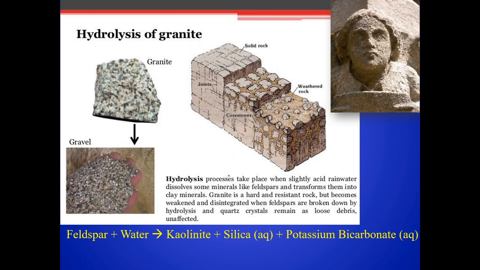Hydrolysis is a process that takes place when slightly acidic rainwater dissolves some of the minerals like feldspar, transforming them into clay minerals. Granite is a very hard and resistant rock, but becomes weakened and disintegrated when feldspars are broken down by hydrolysis, and quartz crystals remain loose and the debris unaffected.